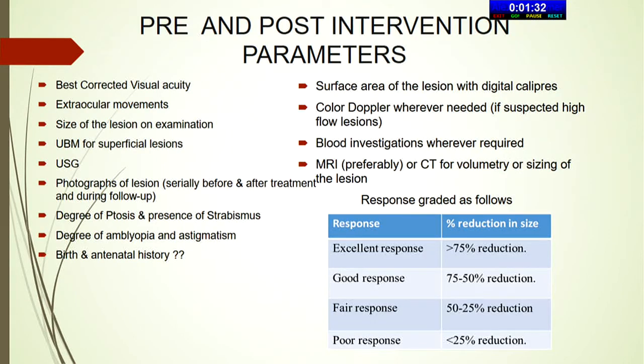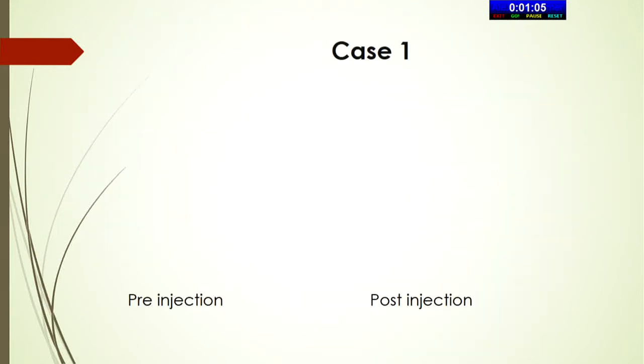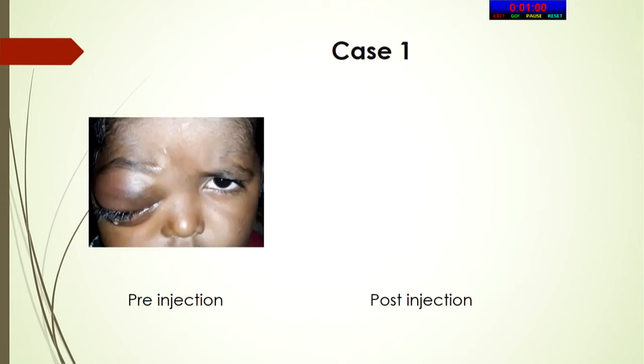So usually pre-op, we do a UBM, a USG, and preferably an MRI for the patients. Sometimes CT may be more useful for volumetry, but MRI is also equally good, and one should prefer doing an MRI. And we graded the response from excellent to poor according to this classification. And now I'll just show you the cases where it was done.